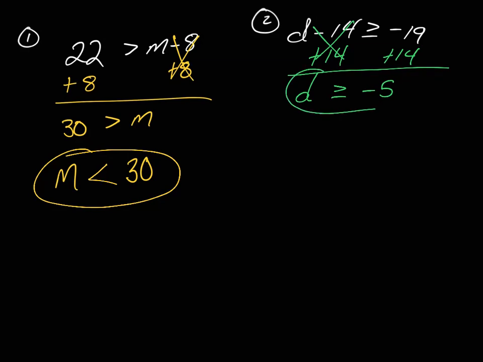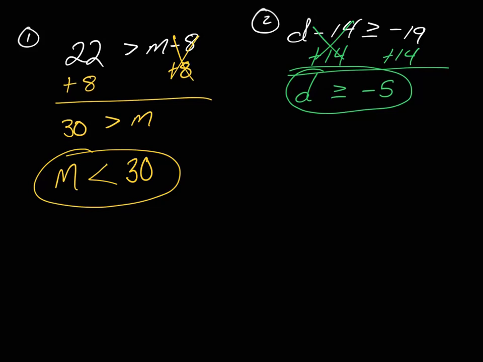The variable is on the left-hand side, and so I'm good with that. I'm going to keep it just like that. D could be any number that's bigger than or equal to negative 5. And notice that negative 5 would be included because we have the line underneath.